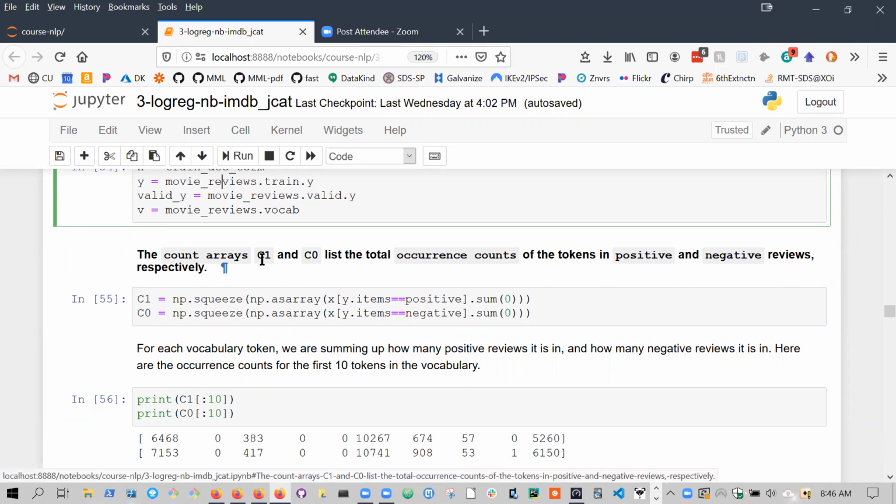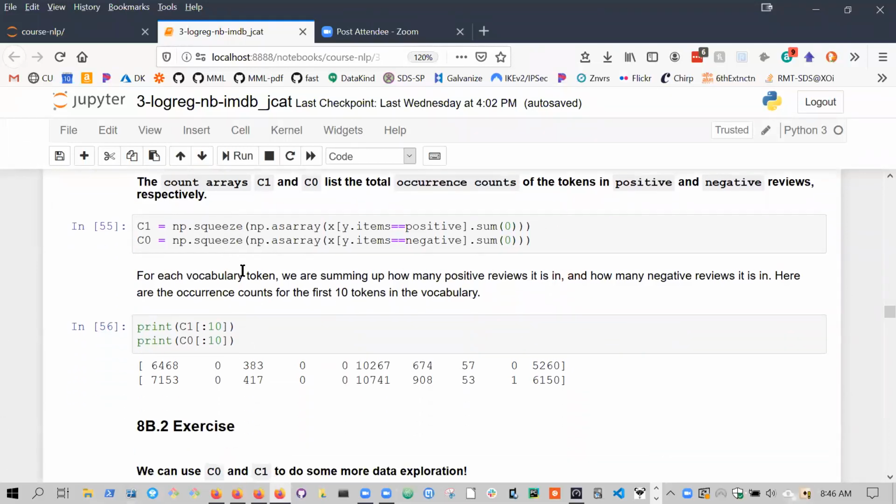Here are the counts. The count arrays list the total occurrence counts of each token in positive and negative reviews. So this is that C plus and C minus that I talked about. C plus is the C1, 1 corresponds to positive reviews, and C0 corresponds to the negative reviews. And then this will be a vector which will have 1 entry for each token in it, right? So for each token, we sum up how many positive reviews it is in and how many negative reviews it is in.